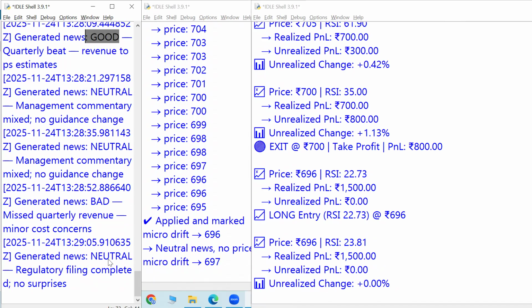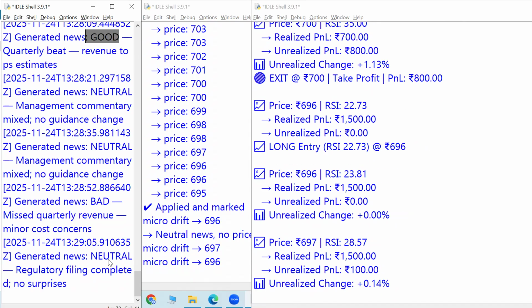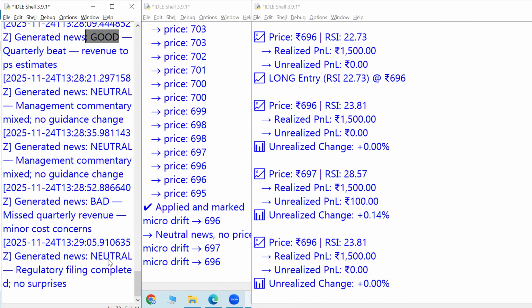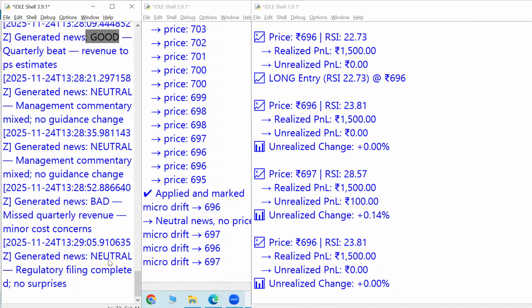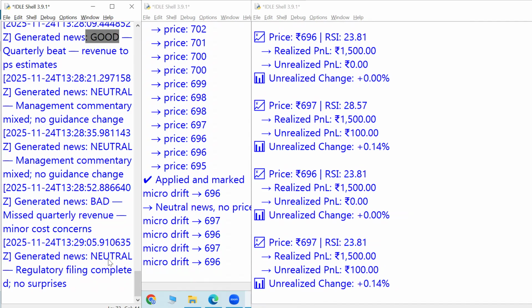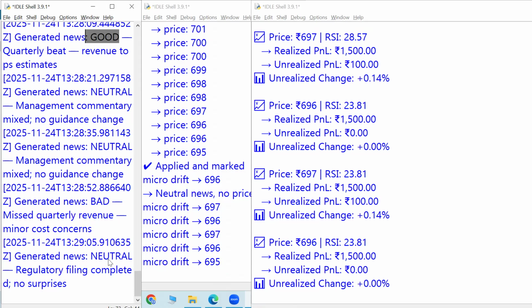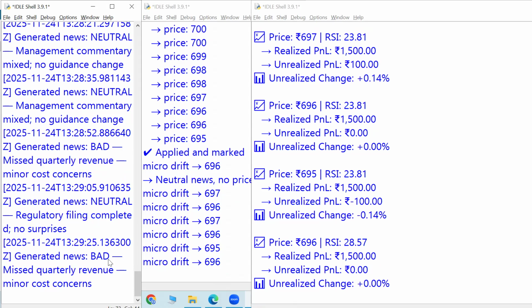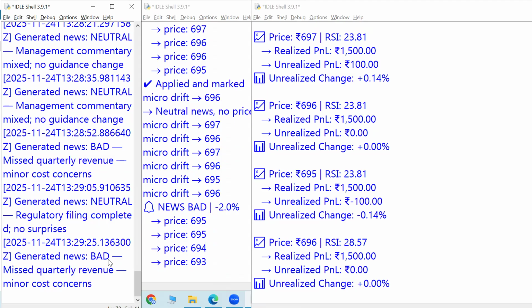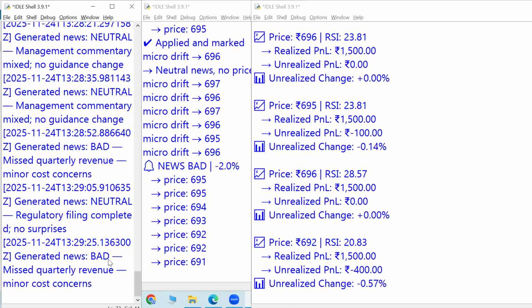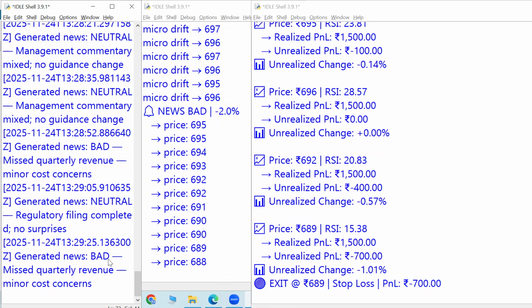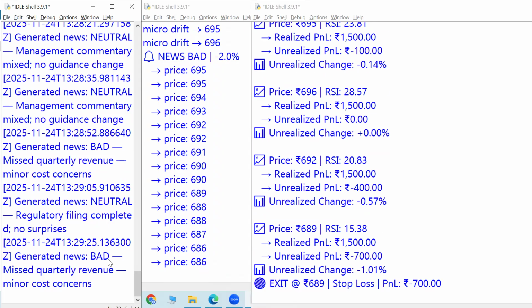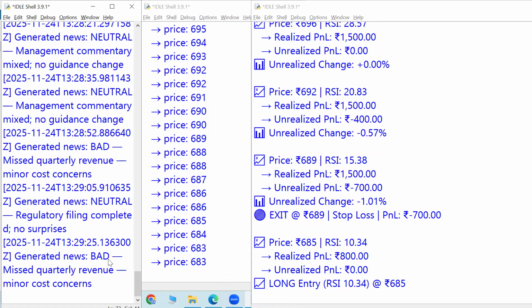Okay, the RSI is below the value, so we are going to get a long position. We have a long position. I hope positive news comes. Okay, bad news has come. We are going to get a stop loss for sure. Bad news has come. Stop loss at 700.